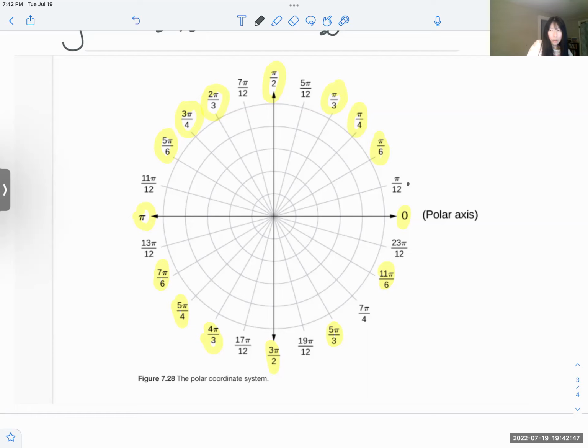Times degree mode 180 divided by pi, right? Yeah, because 180 degrees corresponds to pi. So we multiply that 180 divided by 12, what do you get? 15. So this is 15 degrees. Then we kind of notice, right? Get an approximation: 15 degrees, 30 degrees, 45 degrees, 60 degrees.